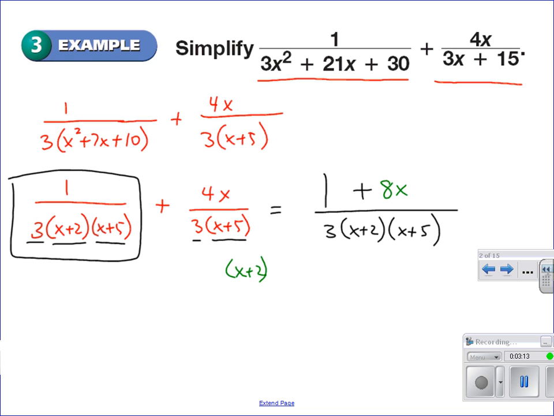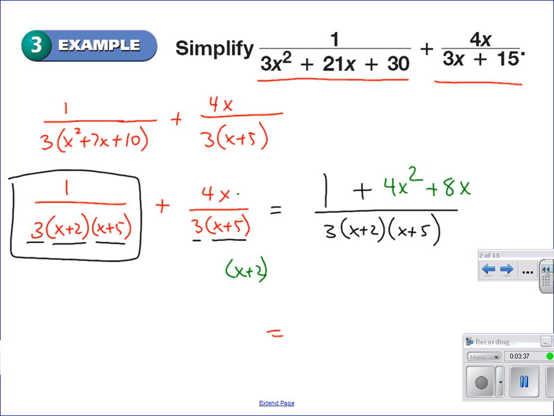So I get 4x times x, excuse me, sorry, wrong direction there. 4x times x, I apologize, 4x squared, and then 4x times 2. There you go. So now that's your answer. That's all you really have to do.